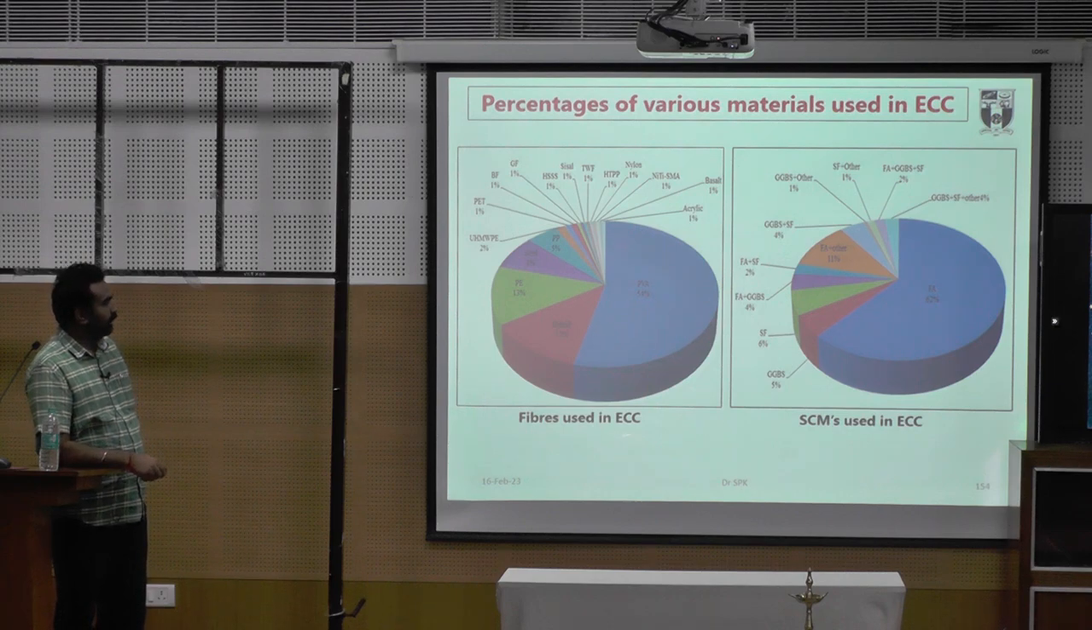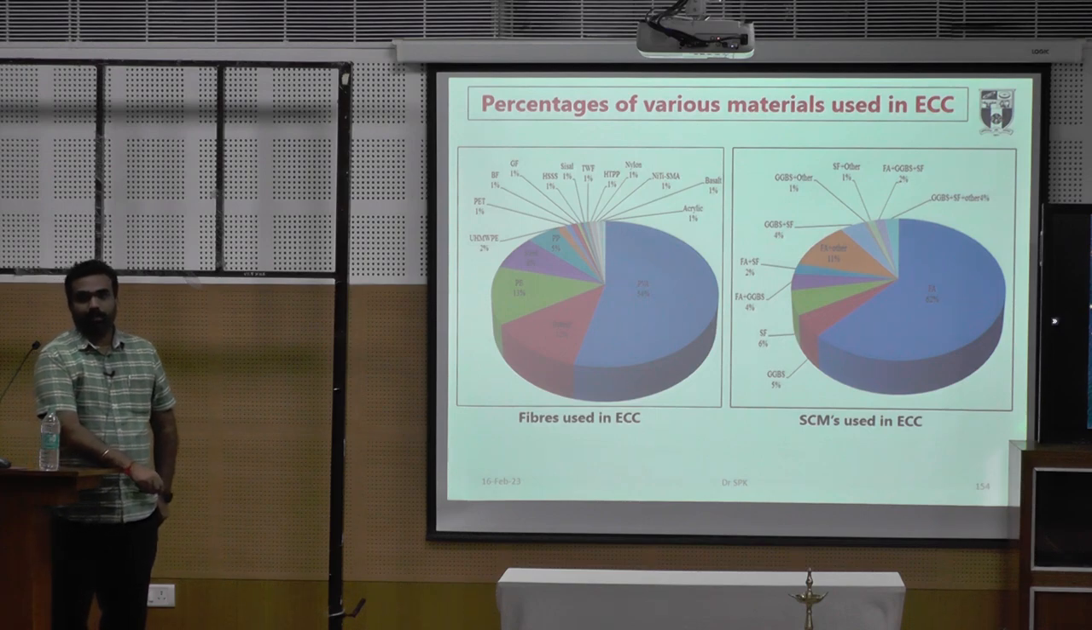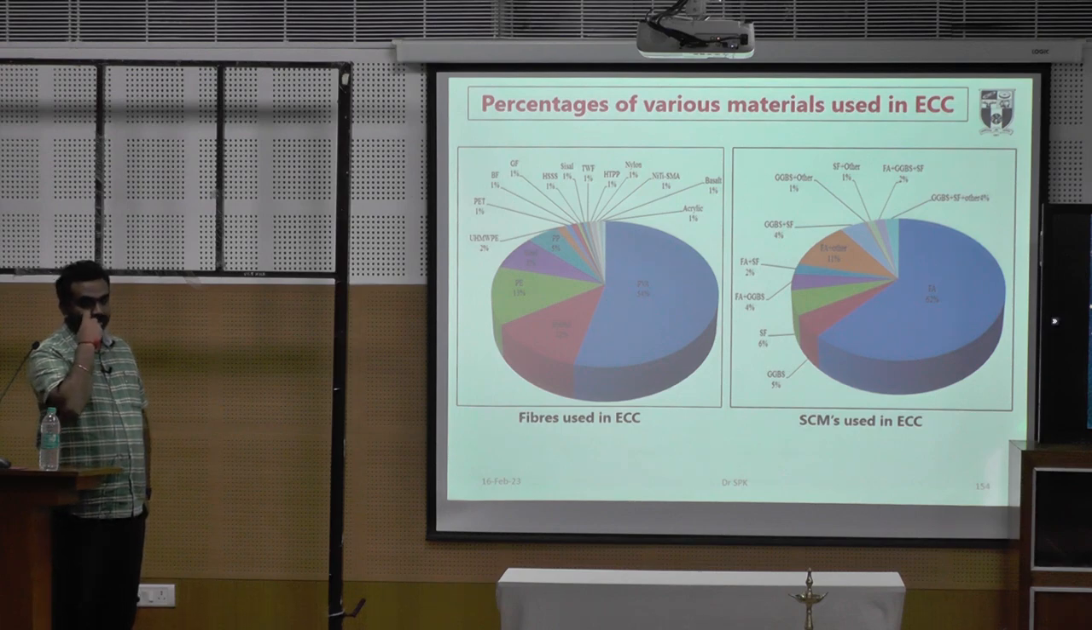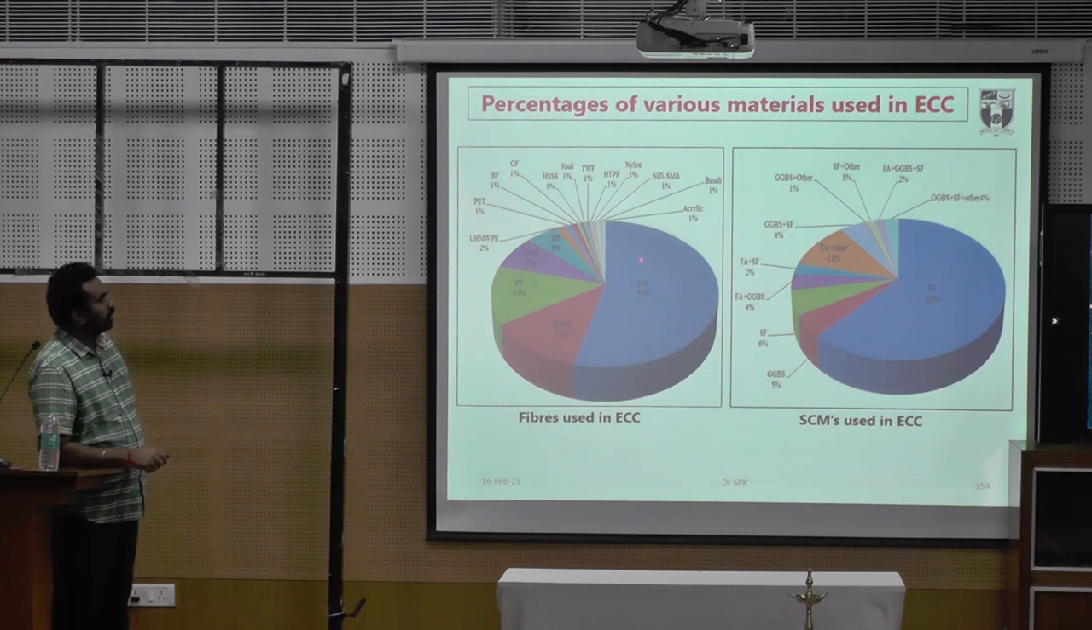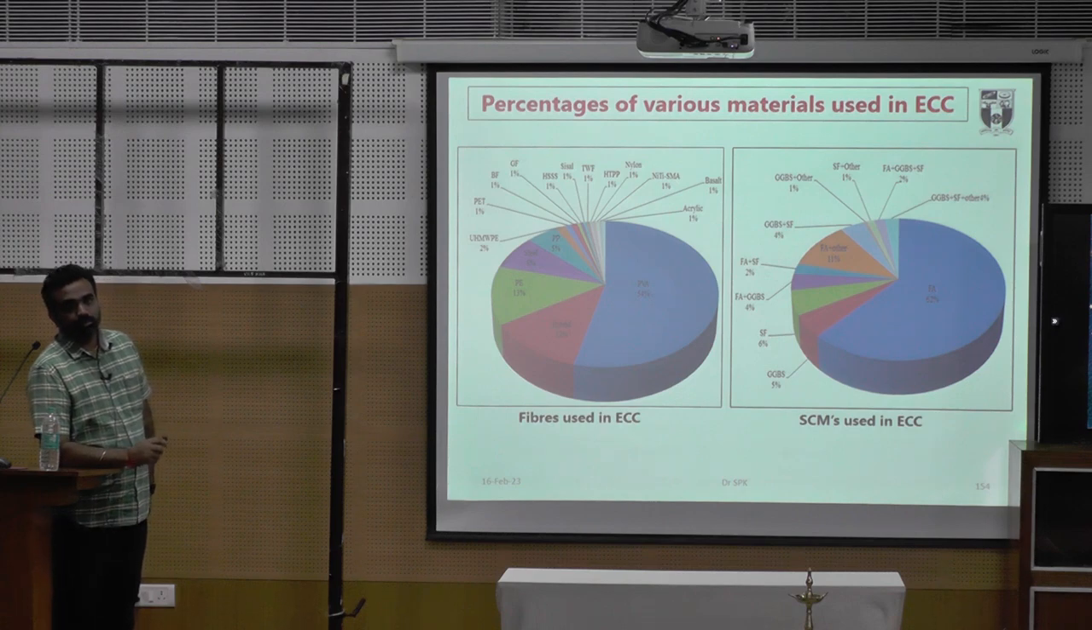Based on the literature, we find that, for example, polyvinyl alcohol fiber is used in the market at 54%, hybrid fiber 12%, polyethylene fiber 13%, steel 8%, and PP 5%, others are very nominal. This is all taken from a database of around 320 literatures. So polyvinyl alcohol is used more in engineering cementitious composite. Similarly, for the SCMs, here the SCM is fly ash, silica fume, GGBS. Fly ash is the maximum used at 62%.